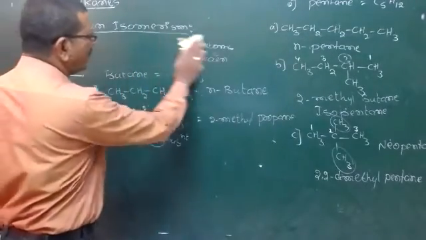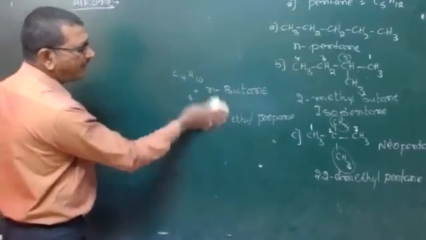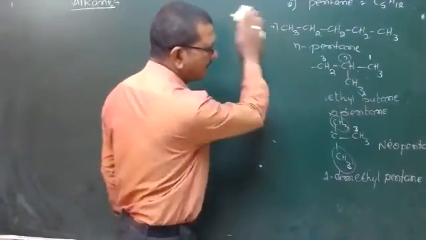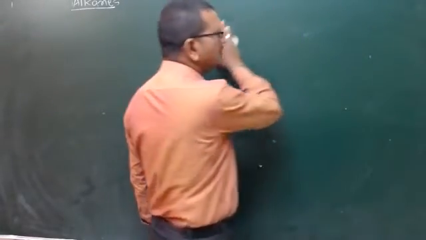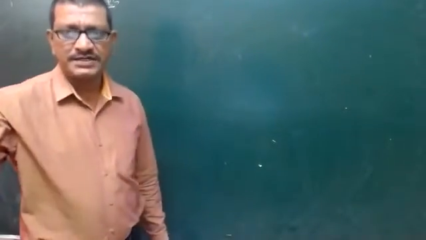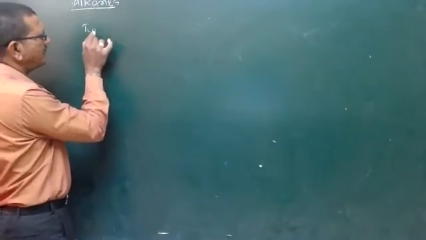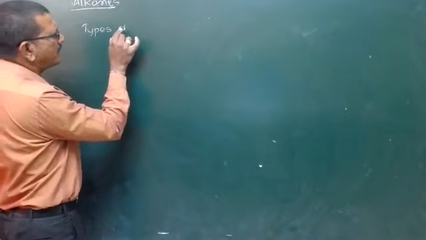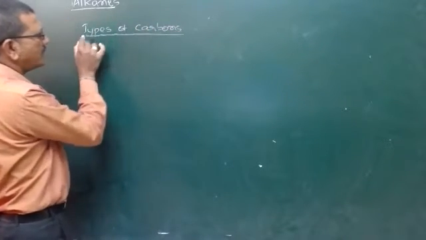But after that, we can explain types of carbon atoms here. So how many types of carbon atoms are present generally? 3 types of carbon atoms are present here. Actually, you can give a fourth one, neocarbon. First one is primary carbon, secondary carbon, and tertiary carbon.